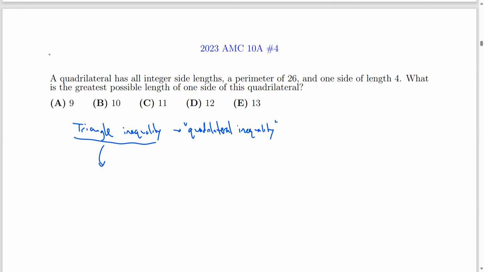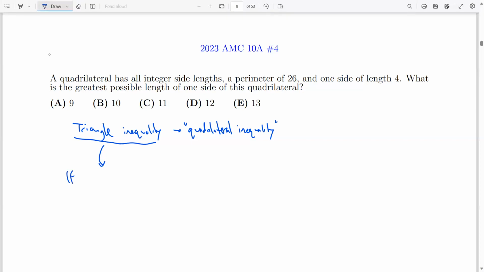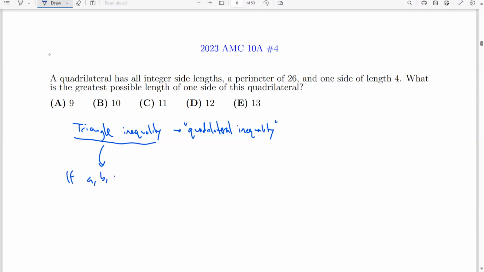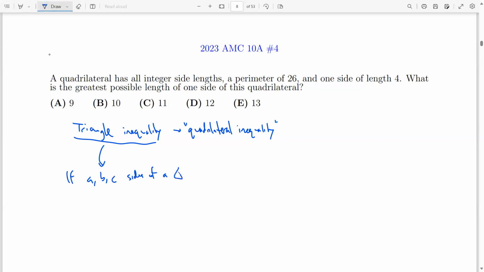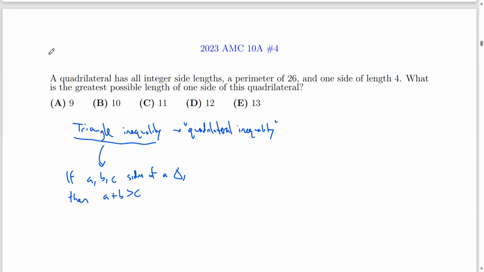The triangle inequality states that for any two sides of a triangle, their lengths have to add up to a number that is strictly greater than the third side. So if A, B, and C are the sides of a triangle, then the sum of any two of the side lengths has to be strictly greater than the length of the third side.